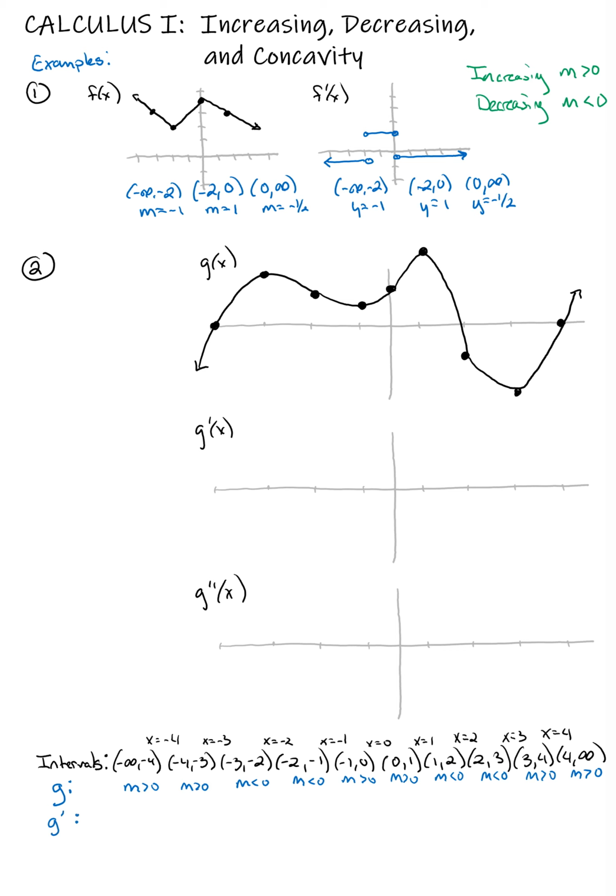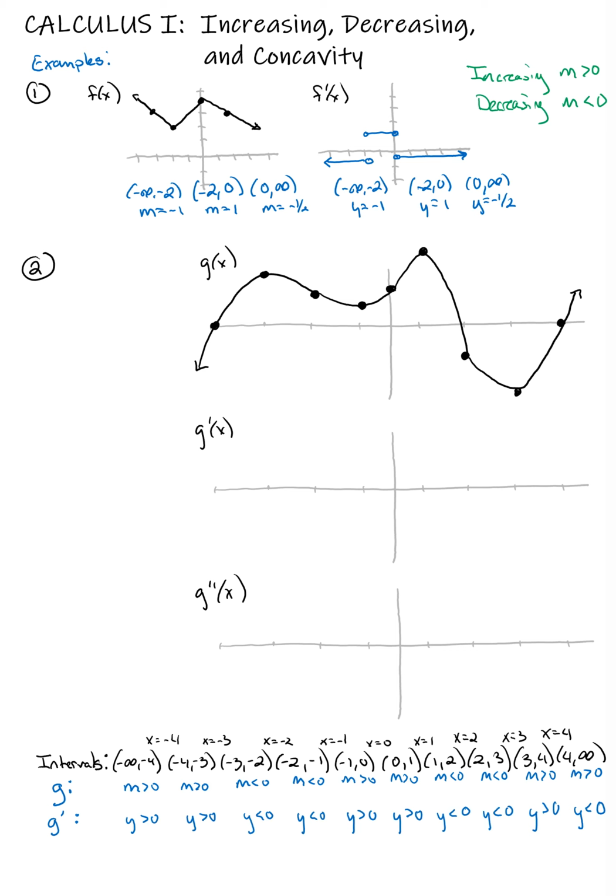G prime then, anytime my slope is positive on G, that's telling me that the y value on G prime is positive. The y value is positive, then it changes to negative and negative, back to positive and positive, back to negative and negative, and then one more time back to a positive and a positive. So again, this is telling me what's going on with the y values. Again, I'm really interested though when that changes.